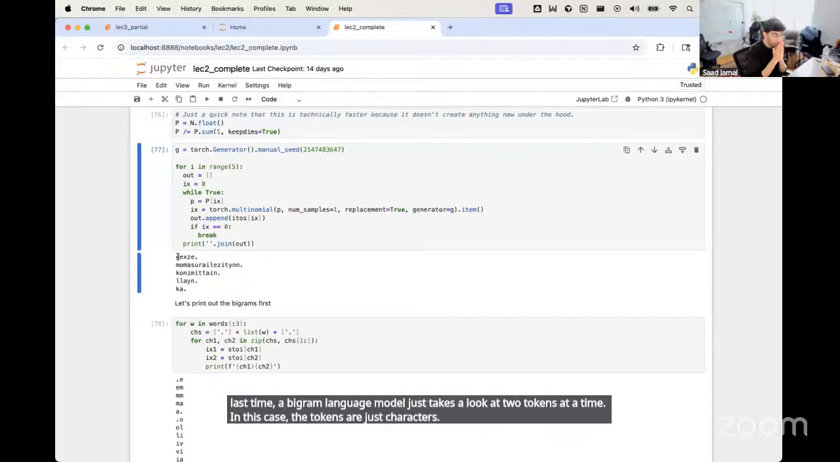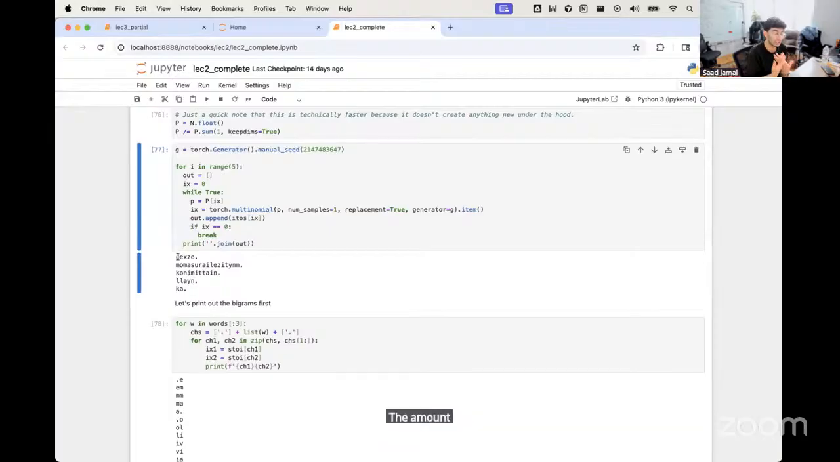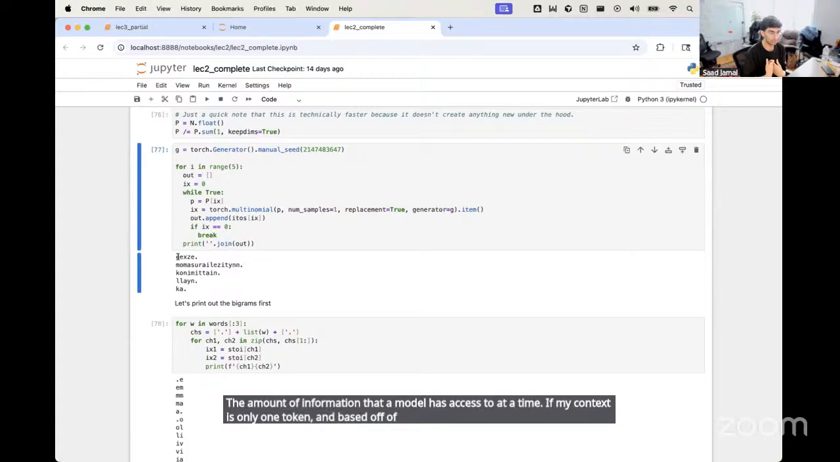So if I'm just looking at one character as my context, remember, context is a word that describes the amount of information that a model has access to at a time. If my context is only one token, and based off of that I'm trying to predict the next token, it's really difficult to actually make a whole name, because it matters: is the letter that I'm looking at the first letter? Are we 5 letters deep? Are we 10 letters deep? So sometimes we end up with names that are really awkwardly sized, either too long or too short.